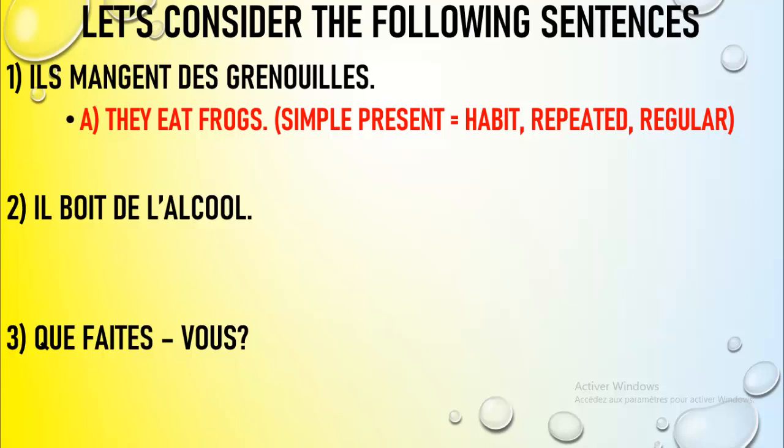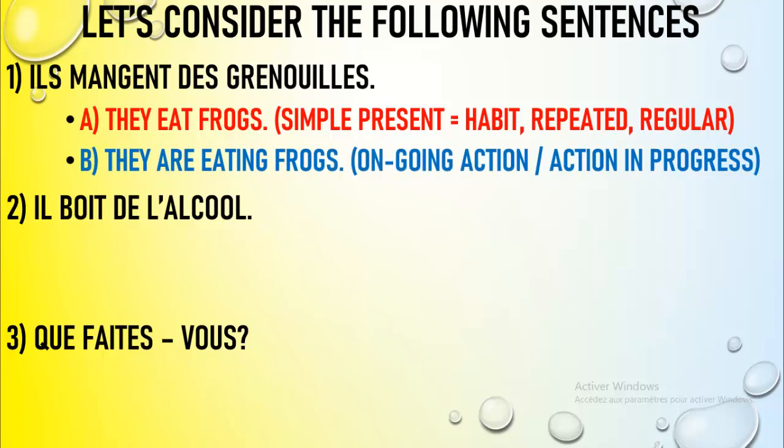Maintenant, si c'est en ce moment même, qu'est-ce qu'ils sont en train de faire? On me dit, ils mangent des grenouilles. Là, c'est le present continuous. Souvent, l'expression en train ne vient pas. Ils sont en train de manger. Souvent, ça ne vient pas en français. Mais comprenez que si c'est en ce moment même, c'est le present continuous. They are eating frogs. Action in progress right now.